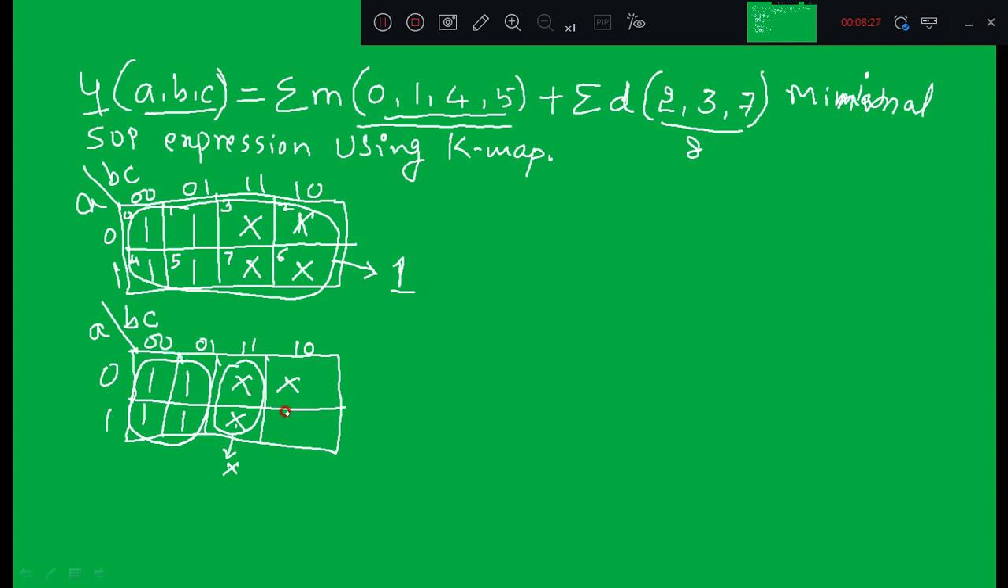Don't cares are included only when you cannot make a largest group of ones. In such cases you are going to make use of the don't care terms along with ones. So now the reduced or simplified Boolean expression will be only B bar. So this is the simplified Boolean expression. Now let us take one more example.